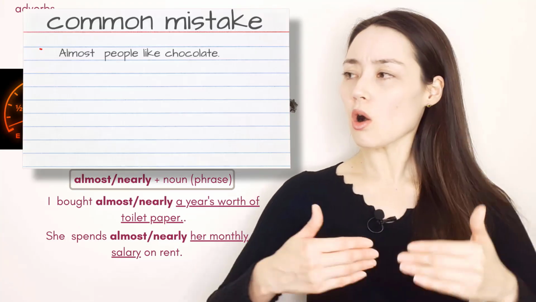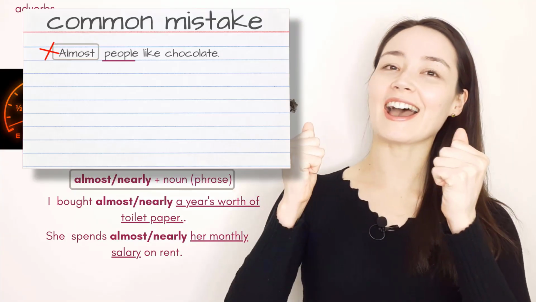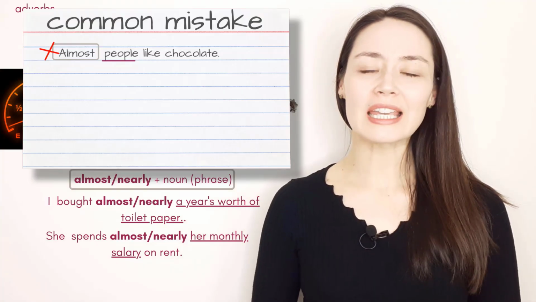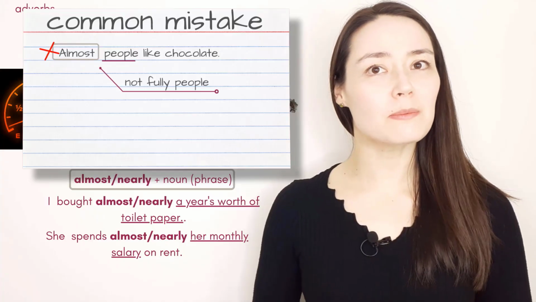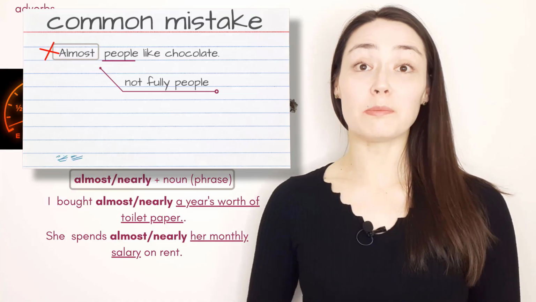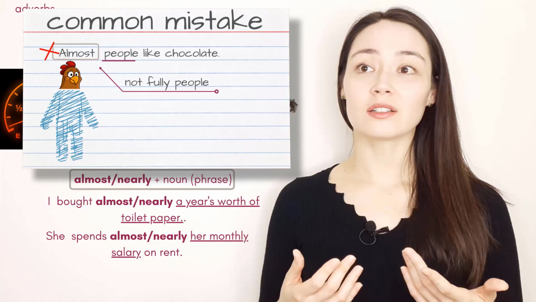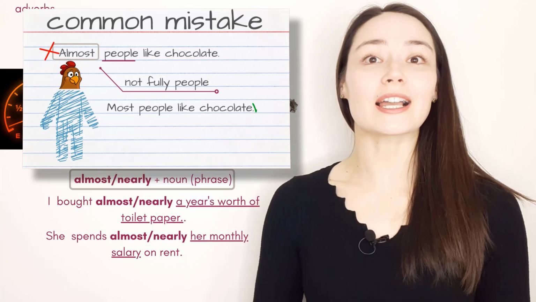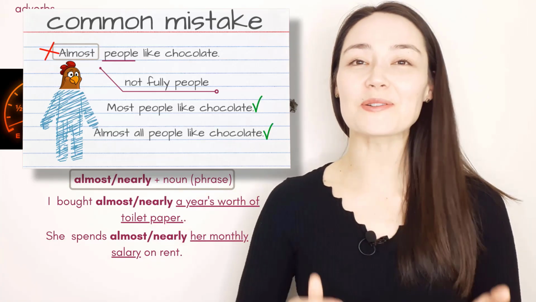Common mistake: "Almost people like chocolate." I have almost, I have a noun. Remember, almost means 90% of something. If you say almost people, you're saying they're not fully people, which would mean they would have maybe the body of a person and the head. Do you see the problem? You can say most people like chocolate or almost all people like chocolate. That would be okay.